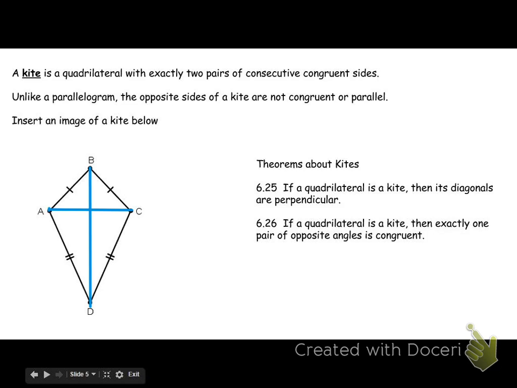Two things about a kite. If a quadrilateral is a kite, then its diagonals are perpendicular. What else did we learn about last week that had perpendicular diagonals? A square. A square, which is also a rectangle? Could be a rectangle, but it's also a rhombus. Correct. So squares, rhombi and kites are the only things that have perpendicular diagonals. And if a quadrilateral is a kite, then exactly 1 pair of opposite angles are congruent.